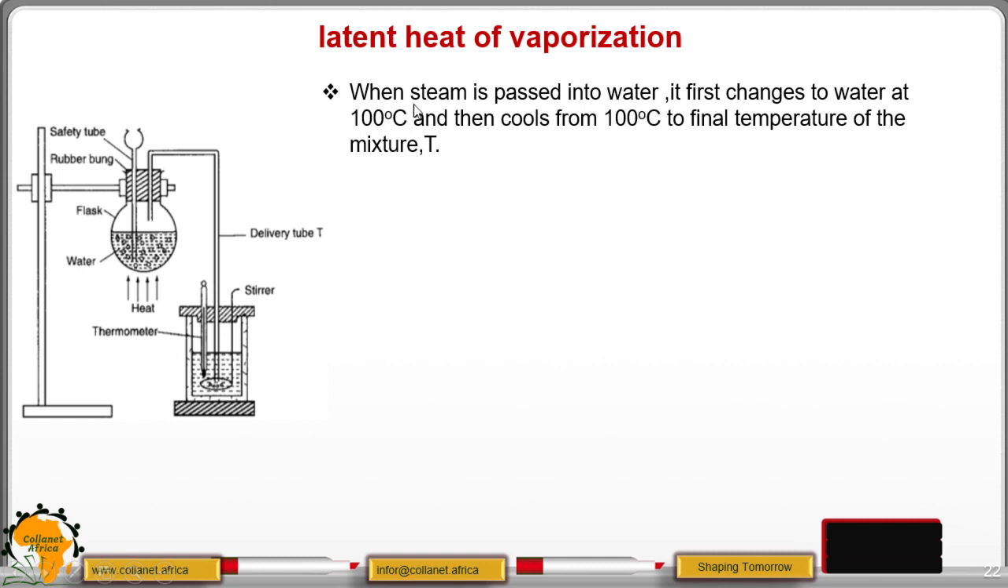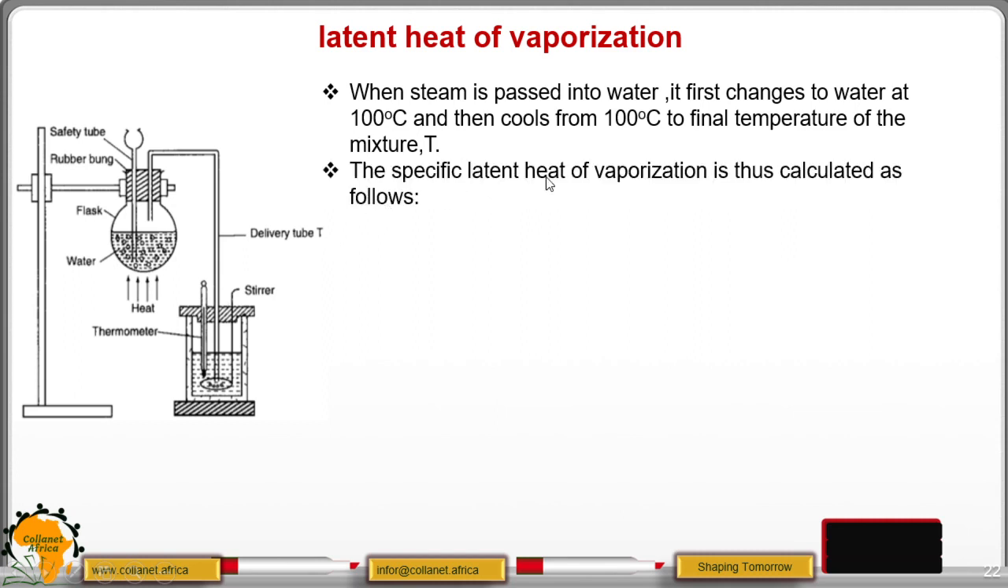Now, when the steam is passed into water, it first changes to water at 100 degrees Celsius. Remember, the steam is coming from here and it's passed here. So as it comes here, it first changes into water at 100 degrees Celsius. And then it cools from 100 degrees Celsius to the final temperature of the mixture. The mixture will be the water that was already in the calorimeter and the calorimeter itself. We shall get the final temperature, and that will be given by our thermometer.